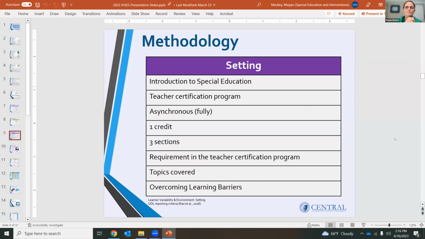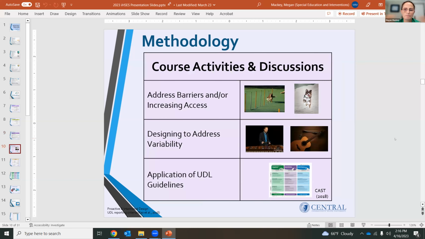Okay. So here again, in picture format, are the course activities and discussions where we talked about barriers and how we increase access for all students. Basically, remove those barriers or help students get around them. Then we want to design our lessons or our instruction as educators to address the variation and variability in students, and then we're looking at applying the UDL guidelines.